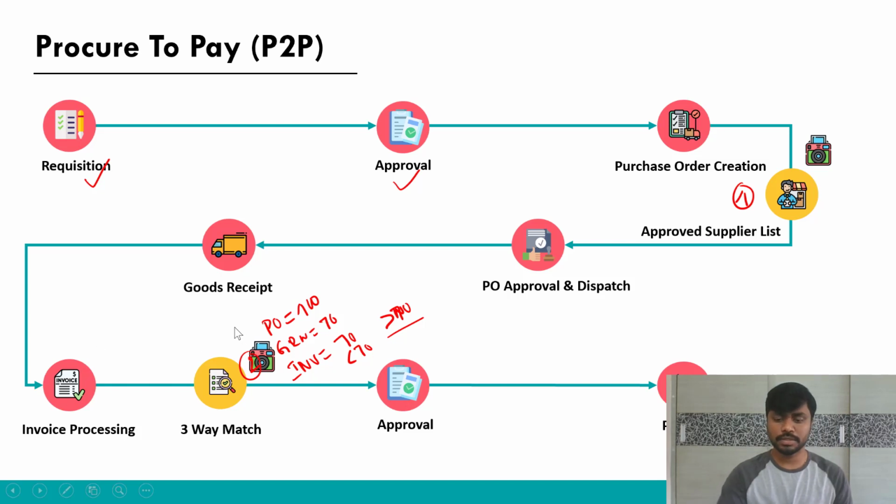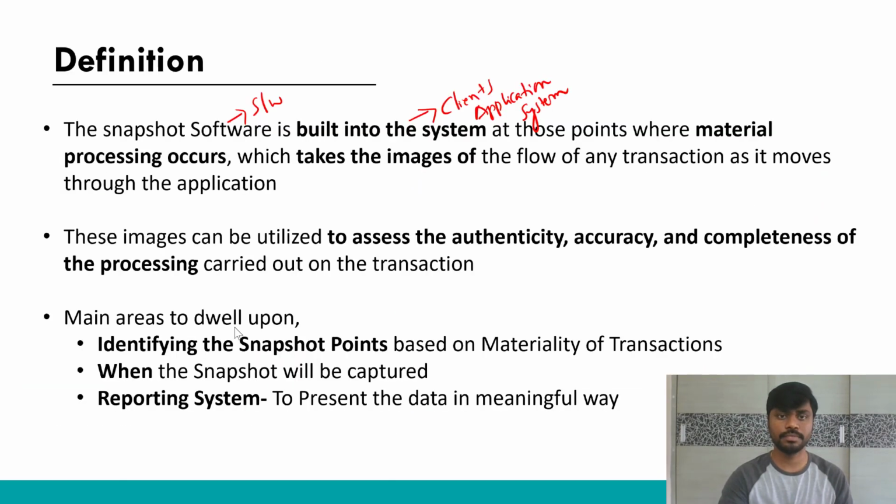Let's quickly go back one more time to the definition part. By remembering this example, if you find there is still any gap, we can further discuss. See, the snapshot software is built into the system at those points where material processing occurs. In our example, the material processing points, one is the approved supplier list, another one is the three-way match, which takes the images of the flow of transaction as it moves through the application. So this is the snapshot tool. I hope you understood now what a snapshot tool is. Let's quickly move on to the next tool.